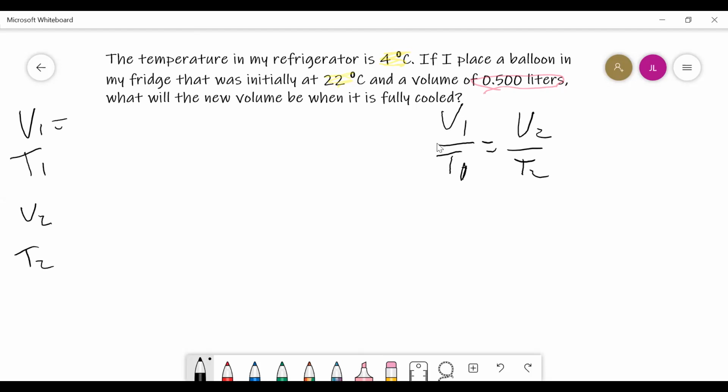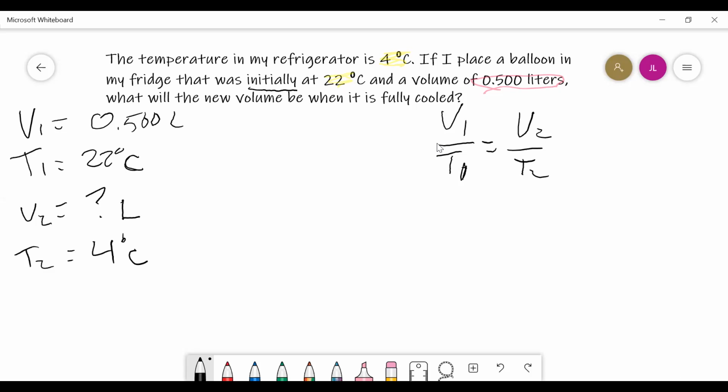So V1 in this case was 0.500 liters. Our initial temperature is 22 degrees Celsius, because remember it says initially. And volume 2, we do not know what that is, and we'll have that in liters. And our final temperature will be 4 degrees Celsius.